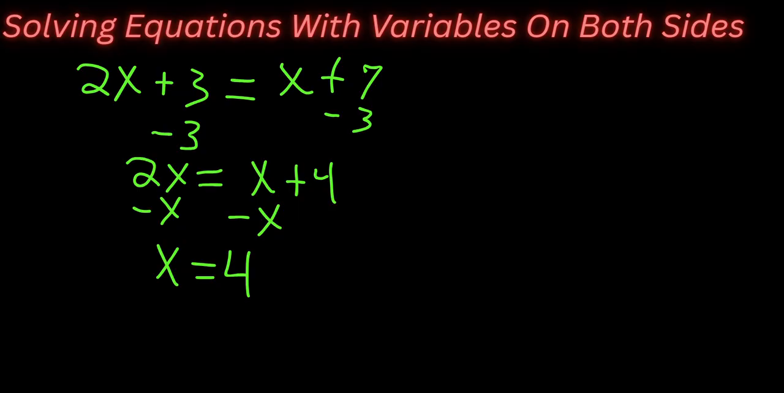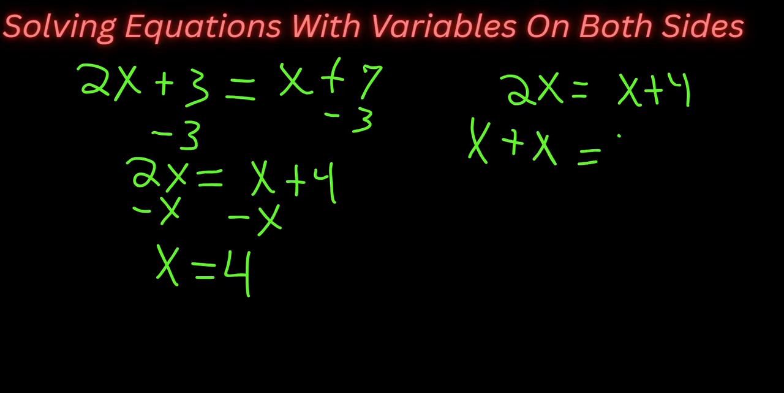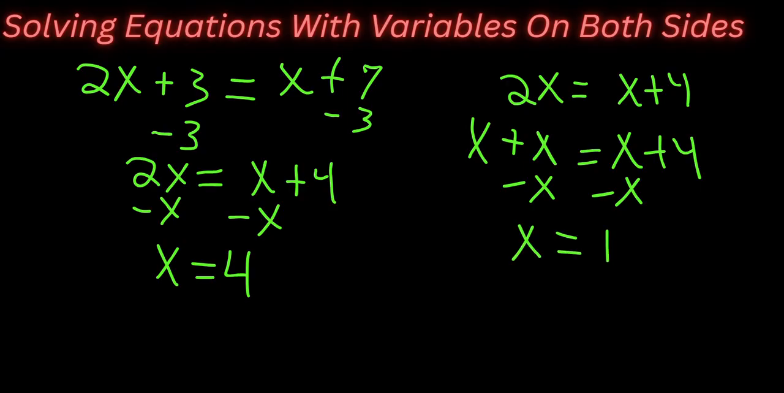Okay, if there's a disconnect there, why was I able to go from 2x equals x plus 4? Why was I able to subtract x from both sides? If there's a disconnect there, that's because these two expressions are equal. X plus x is equal to 2x because multiplication is just repeated addition. Hopefully that makes it clear why we can subtract an x from both sides and get x equals 4. Okay?